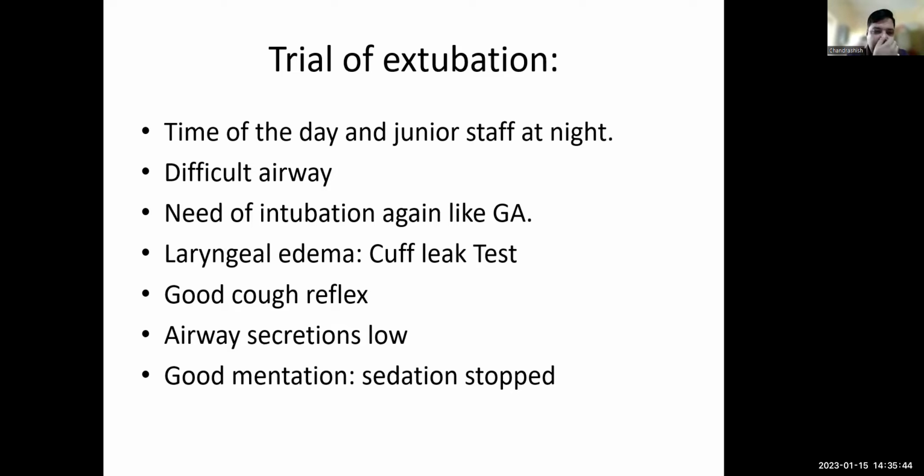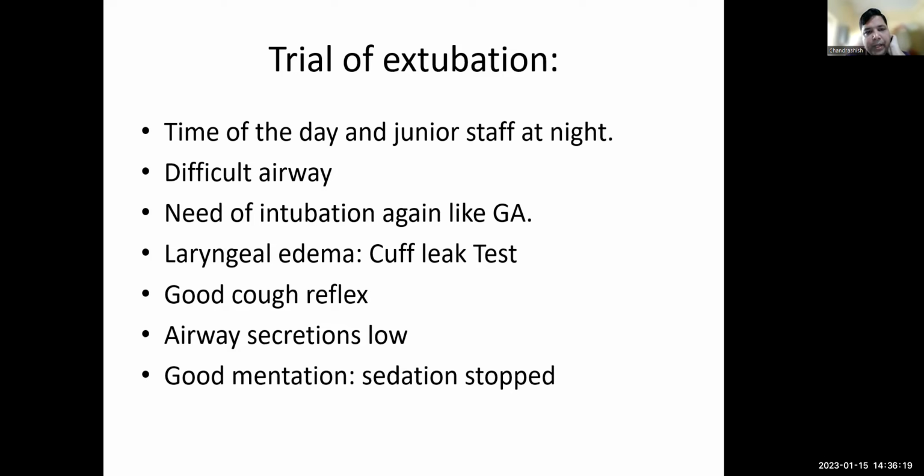Preferably most of the weaning and most of the extubation should happen during the active hospital hours. When we say active hospital hours, we probably mean 8 a.m. to 8 p.m., something like that. Second is, does this patient have a difficult airway? If this patient has a difficult airway, then you should not extubate this patient, or you should not ask to extubate this patient when expert help is not at the bedside.